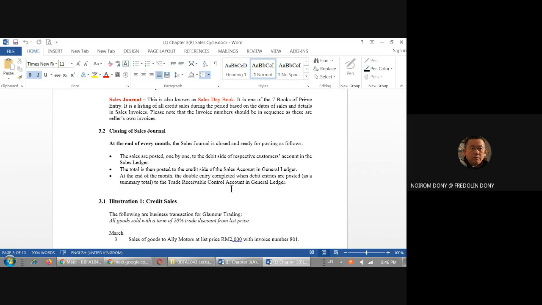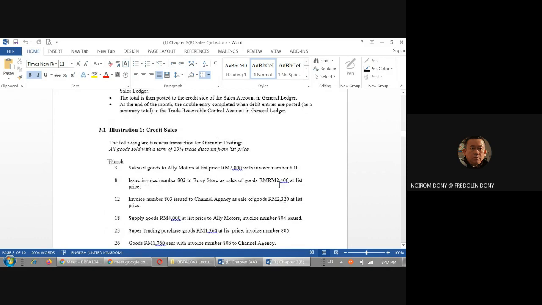because trade receivable is a debit item, is an asset, isn't it? So when we have credit sales in total, it increases the trade receivable control account. So that's why it's recorded on the debit side. Okay, that is the reasoning. But just remember one reasoning, then the corresponding account must be the opposite. That's all.